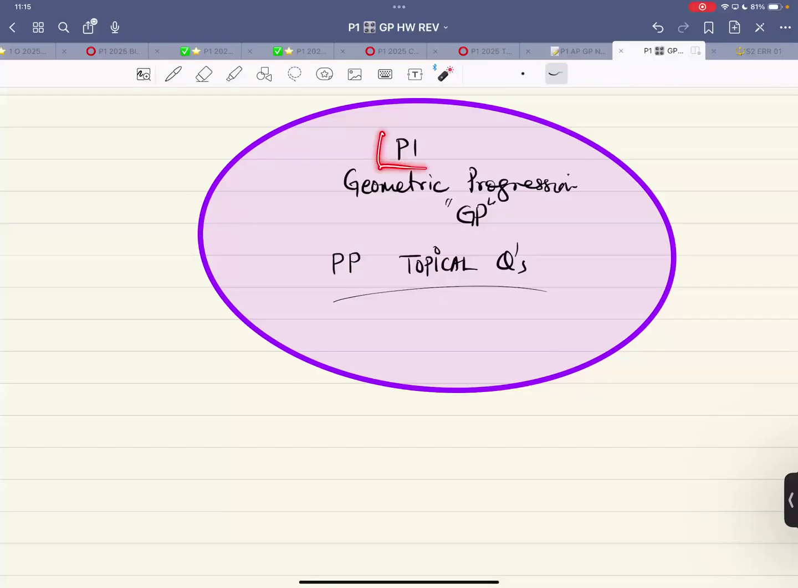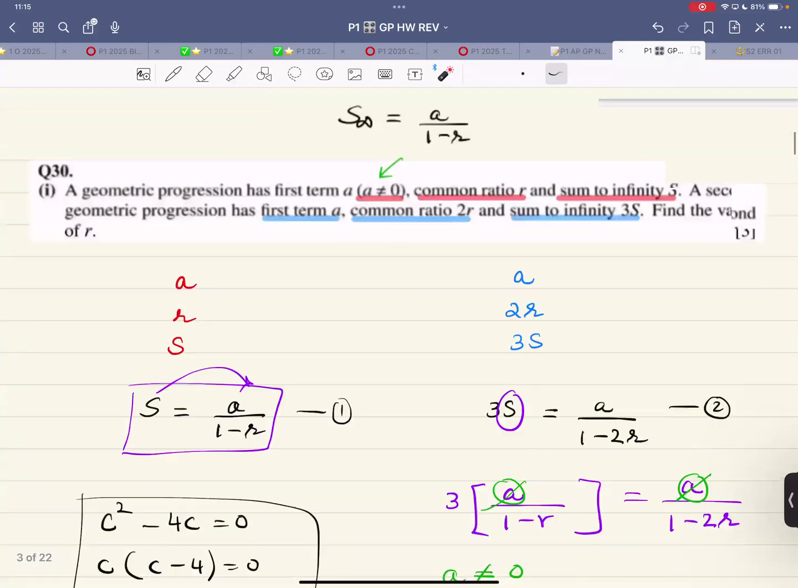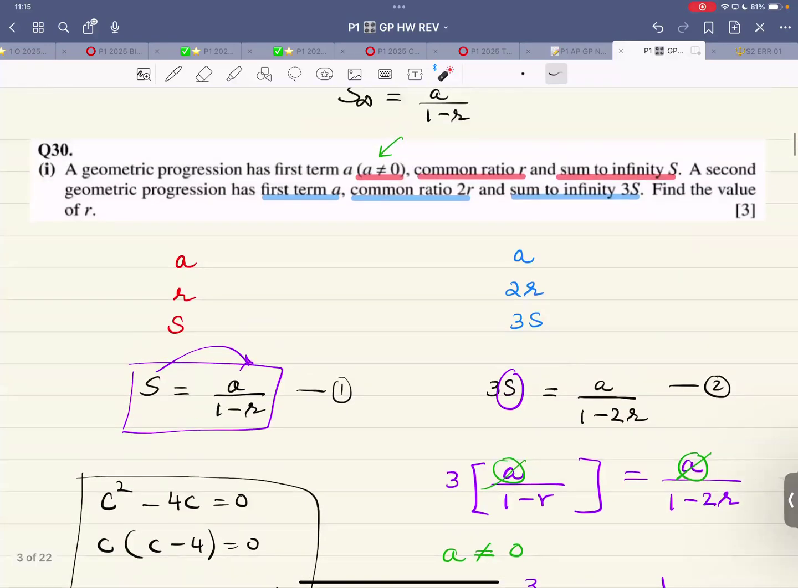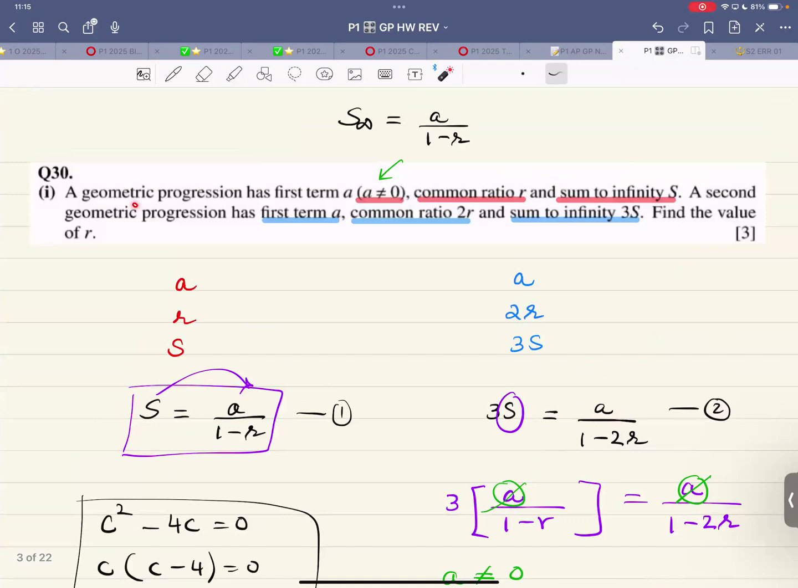Everyone. Now let's look at these questions that we are going to solve for P1 geometric progression past paper topical questions. This is the first question. I'll just have a quick overview. A geometric progression has first term A, A does not equal 0, common ratio R, sum to infinity S. There is another geometric progression, first term A, common ratio 2R, sum to infinity 3S.